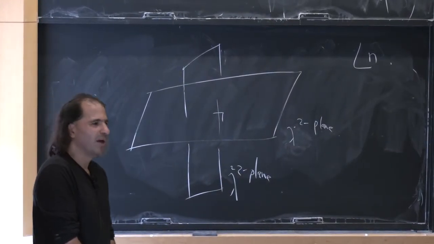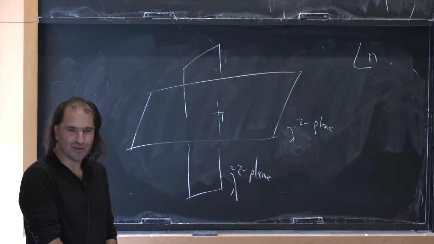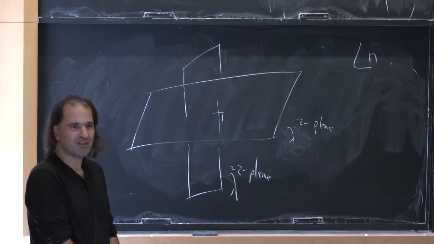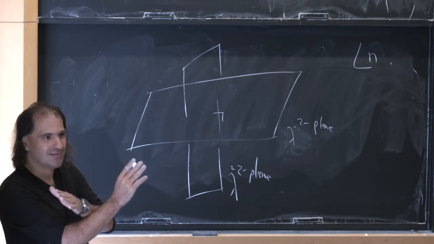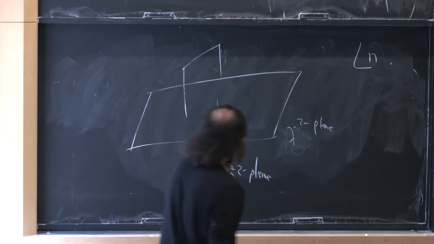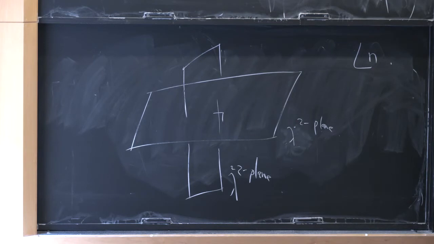Why have I drawn it that way? Because that's a statement of momentum conservation. Momentum conservation says that this lambda 2-plane is actually orthogonal to the lambda tilde 2-plane. Quite cool. Why is that? Well, what is momentum conservation?